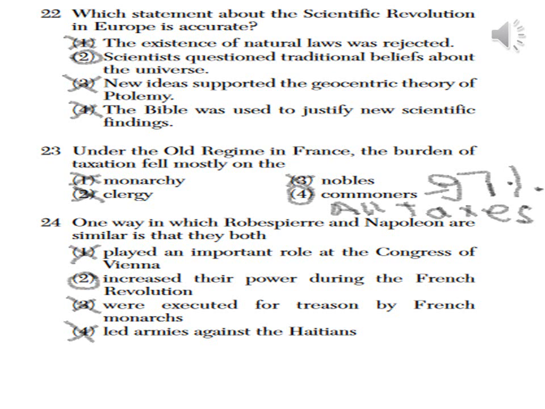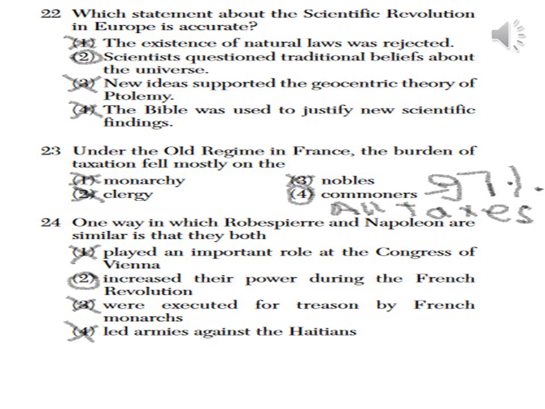So, nobles didn't have to pay anything. Clergy didn't have to pay anything. Monarchy didn't have to pay anything. Yeah, I mean the first estate, nobles, monarchy, and nobility, basically the same thing. Well, then there you have it. Number 4 is the right answer.